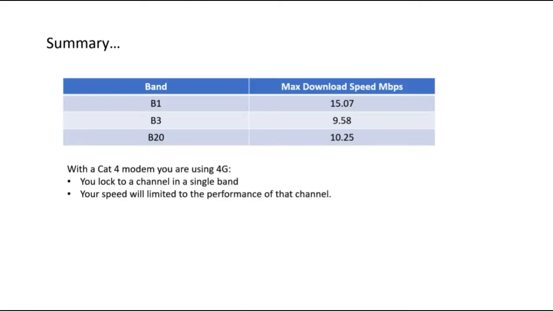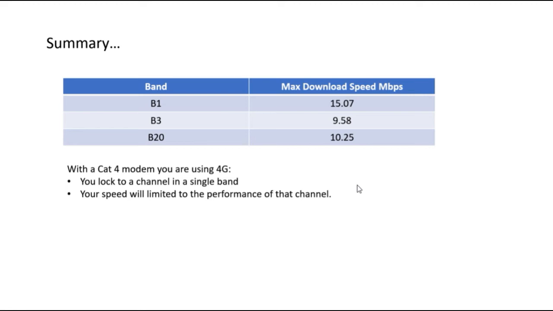So in all, basically, if we were connected to any of these three bands, we'd be looking at a max speed of 15 or roughly 10 on the other two. So with a category 4 modem, you're using 4G and you're locked to a single channel in a single band. So your speed will be limited to the performance of that channel. So with our device, if you picked B1 or B3 or B20, these are the maximum speeds you'd typically be seeing. Now for most people, this is fine for light stuff if you're not doing anything heavy.